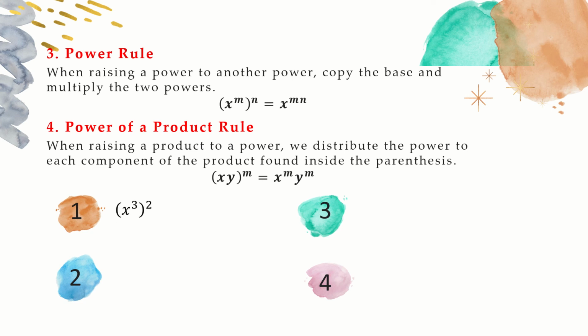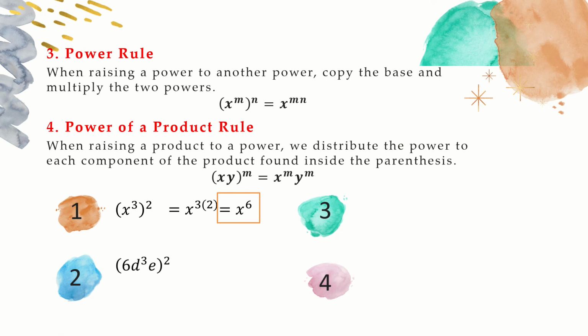Example. The given is x cubed raised to exponent 2. What shall we do? Using the power rule, copy the same base x and multiply 3 times 2. The result is x exponent 6. That is using the power rule.